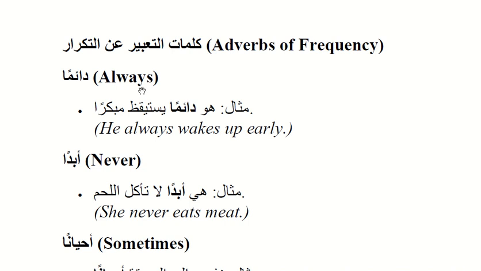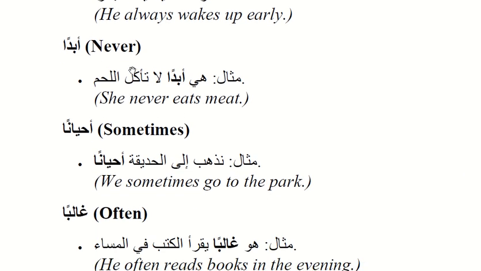دائما, always. An example: هو دائما يستيقظ مبكرا. He always wakes up early. The second word is أبدا.